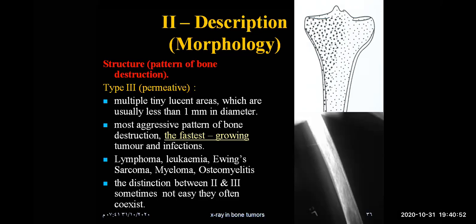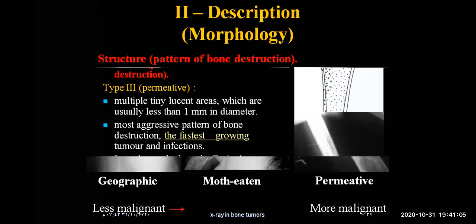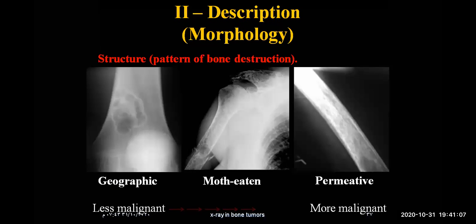As I said earlier, the distinction between type 2 and type 3 is not easy to find, and sometimes they coexist, both of them in the same lesion. And this is the important thing: as you go from this side to this side, it goes more aggressive, starting from benign to malignant. This is important.